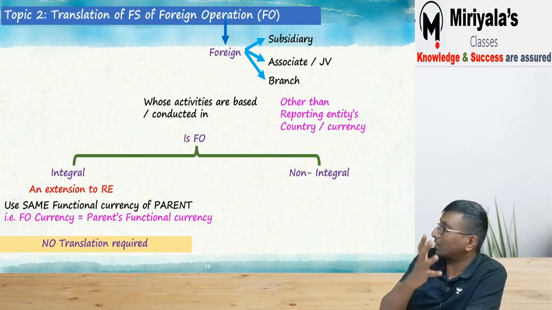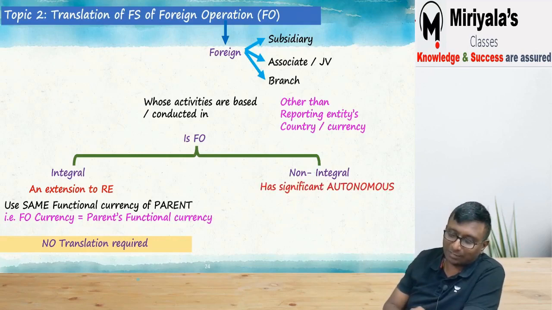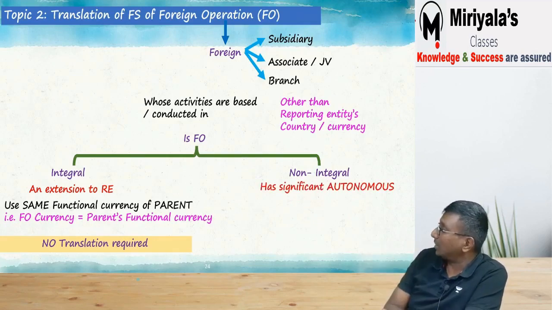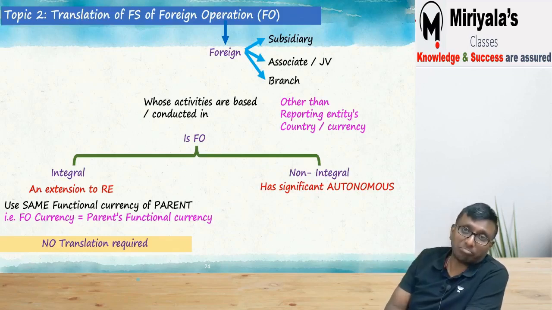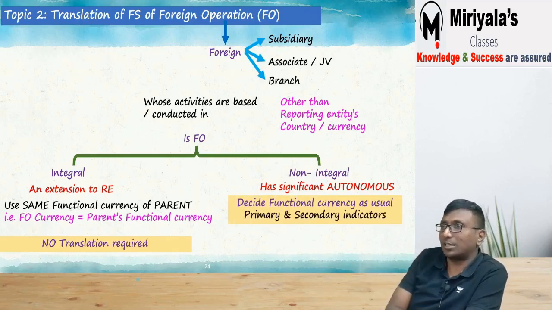Under that circumstance, no translation is going to be required. Right. Sir, if it is non-integral, then what to do? If it is non-integral, it is significantly autonomous, meaning they are independent in their doing. They decide on their own. You are supposed to decide their functional currency as usual.